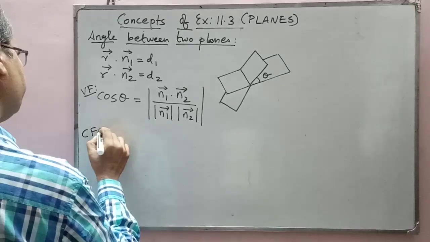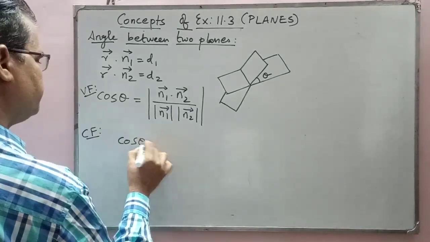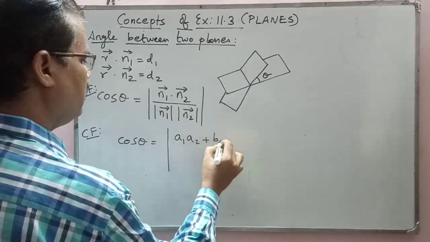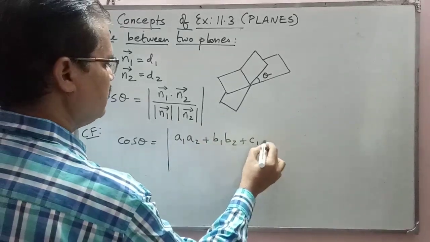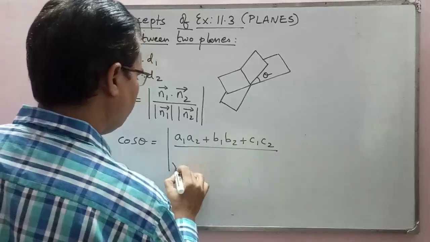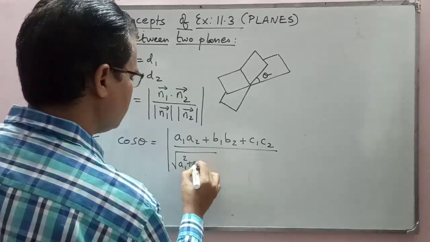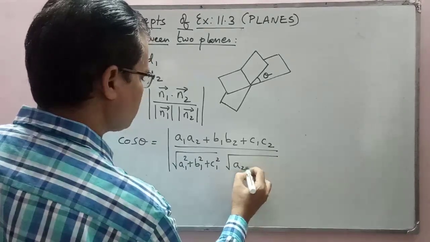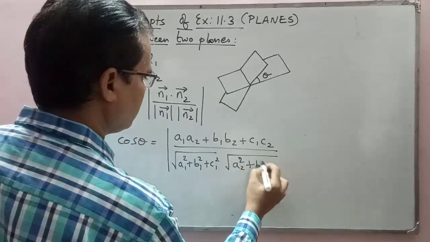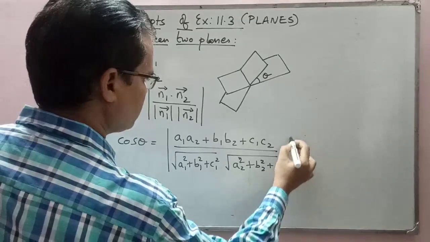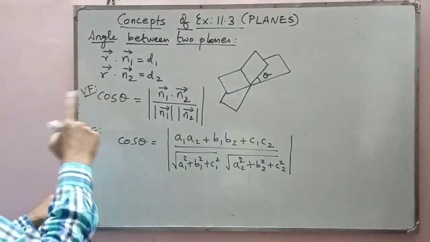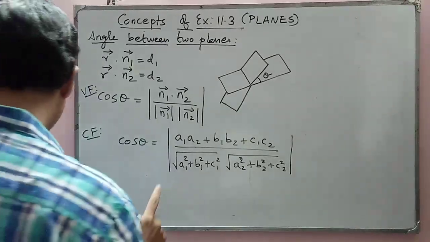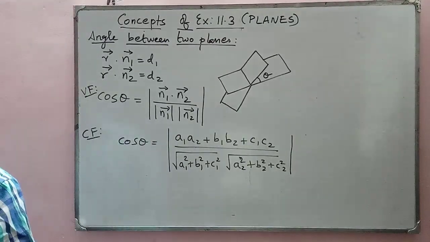Cartesian form is cos theta equals modulus of a1a2 plus b1b2 plus c1c2 divided by root of a1 square plus b1 square plus c1 square into root of a2 square plus b2 square plus c2 square. So the formula for lines and planes is very similar, so it is very easy to remember. This is the angle between two planes.